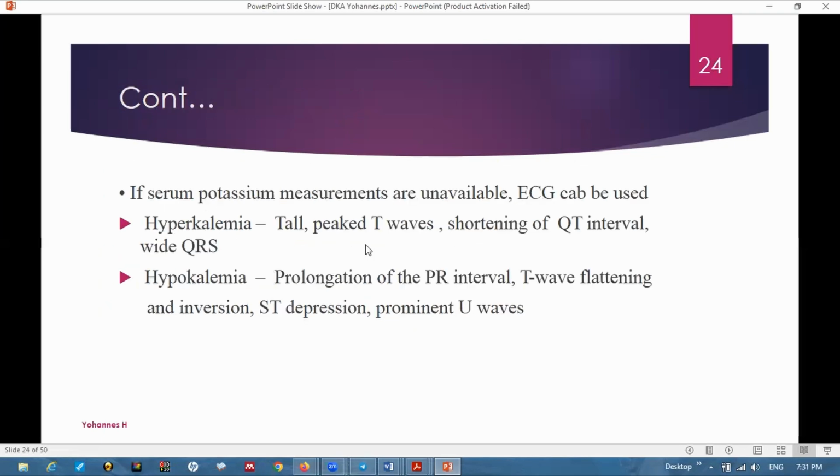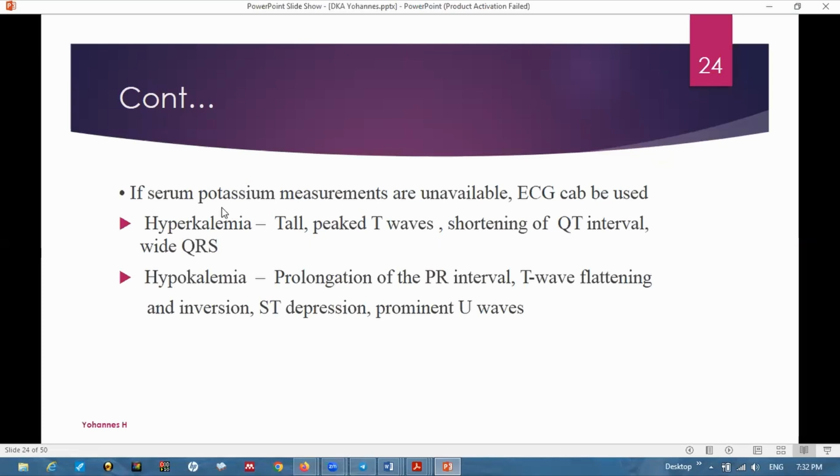So if there is no electrolyte testing in our setup, we can use ECG. If ECG is available, we can use ECG. These are the signs of hyperkalemia on ECG: peaked T wave, short QT interval.